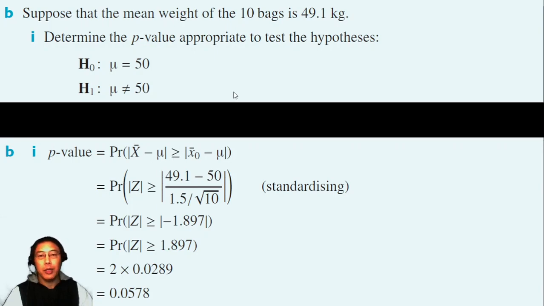Now we're in a situation where the mean of the sample is 49.1. So the right hand side will be that distance, 49.1 minus the mean, divided by the standard deviation of the sample mean. So we get the standardized variable on the right hand side. We get rid of the modulus and we get 5.78%.